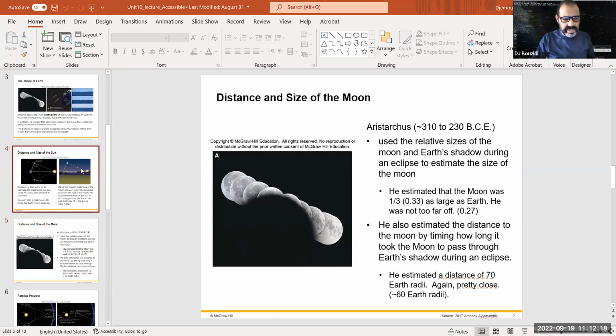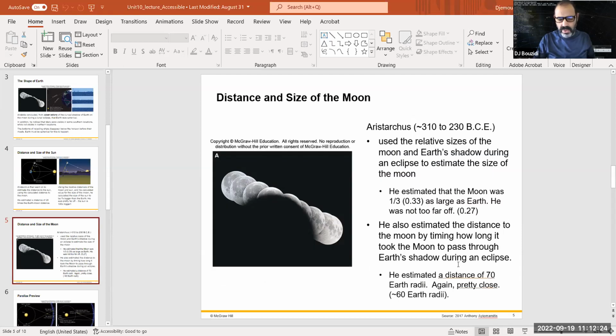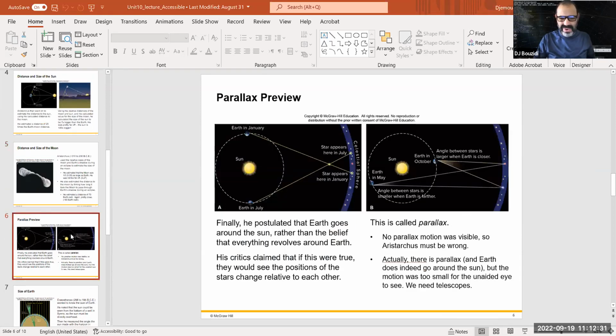So yes, the size of the sun and the distance to the sun were off, and they were off due to the measurement of this angle alpha. But the size of the moon and the distance to the moon were actually close to the correct answer, okay? So they were not far. So that's basically what his work is.